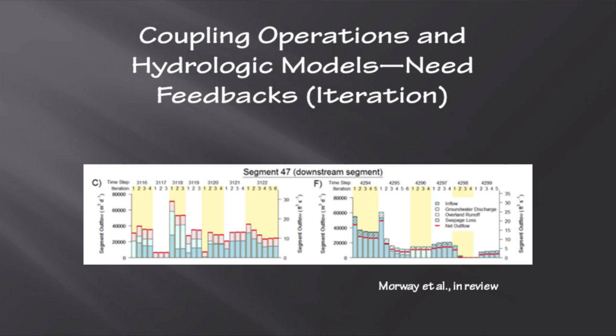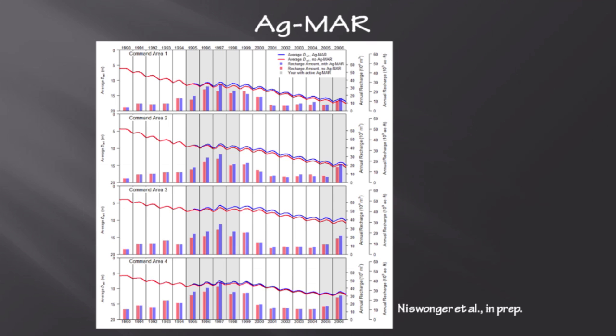What this plot shows is that the yellow boxes represent the iterations taken during each time step. So the nonlinear feedback between the models, you can see by the changes in those bars within each of the yellow and white periods, the diversion amounts are changing significantly through those iterations. In order to realistically represent the effects of operations in this hydrologic model, those systems have to be fully coupled. These are the results for each of the different command areas, where those lines represent the average depth to water within each command area.